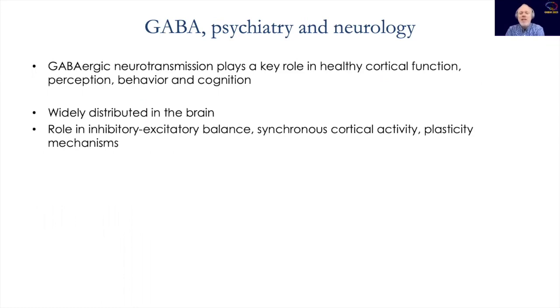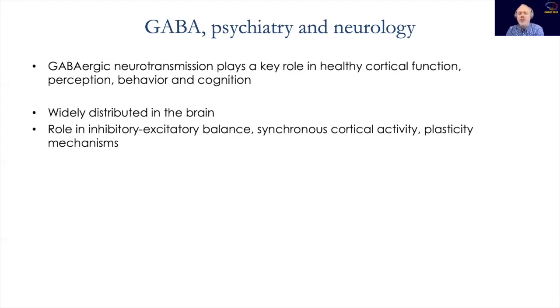So we know that GABA plays a key role in healthy neurological functioning, as well as regulation of perception, which is something I work on, and cognition and other behaviors, as some of the other talks have talked about already. So you can imagine that abnormal or dysfunctional GABA function can have really large repercussions on each of these domains. Now, we know that GABA is widely distributed in all parts of the brain, although studies have shown that it is more concentrated in some regions than in others.